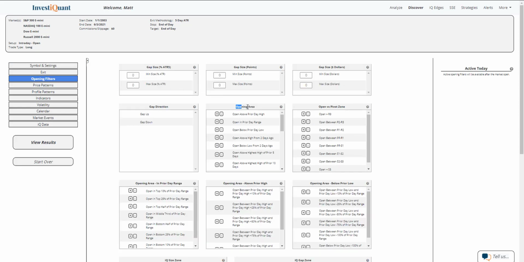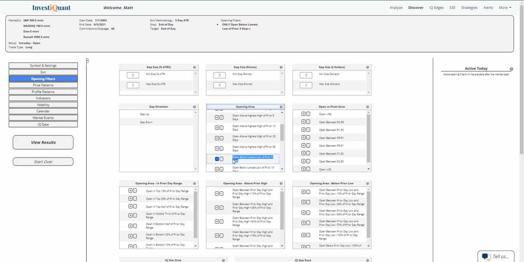Now, to set this up, we're going to use one simple filter from the opening filters library. It's within this opening area category, and it is open below the lowest low of the prior 5 days. So if I scroll down just a little bit, there's a bunch of different options here in this opening area section. I'm going to hit equals next to open below the lowest low of the prior 5 days.